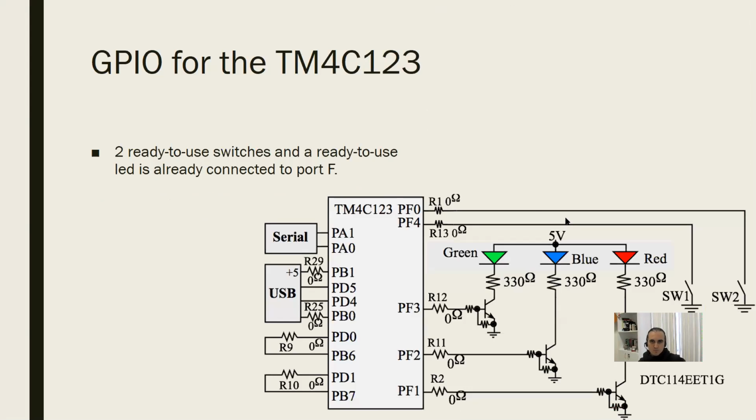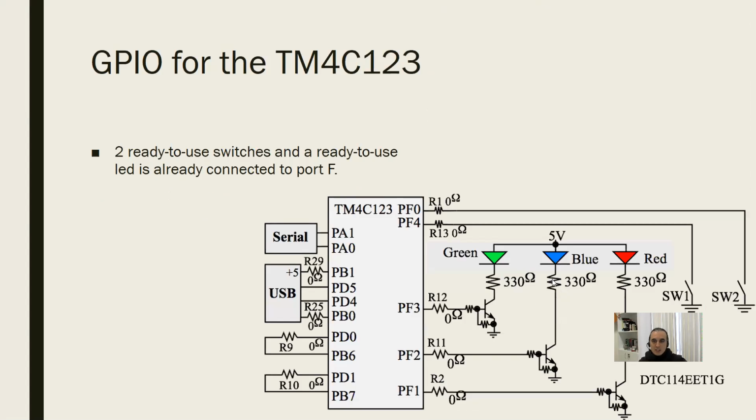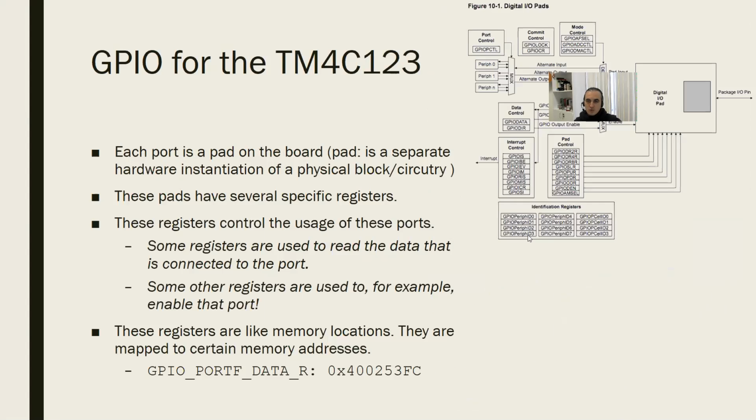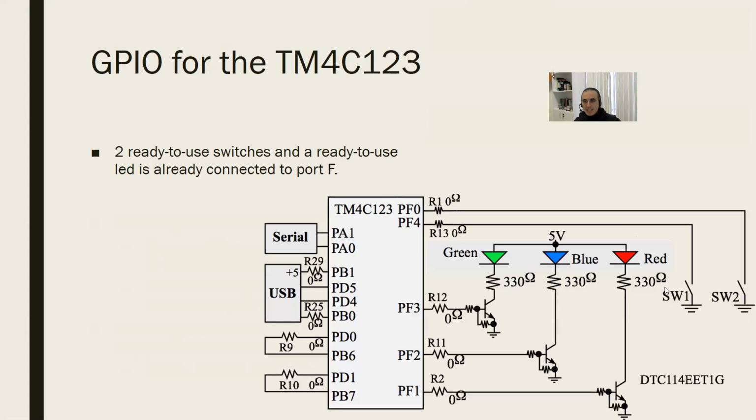Okay. So where are they connected? I told you that we have switches and we have an RGB LED. Where are they connected? Well, let's start with the switches, guys. We have two switches, switch 1 and switch 2. As already written, the names are switch 1 and switch 2. Switch 1 and switch 2 are connected to pins of port F.